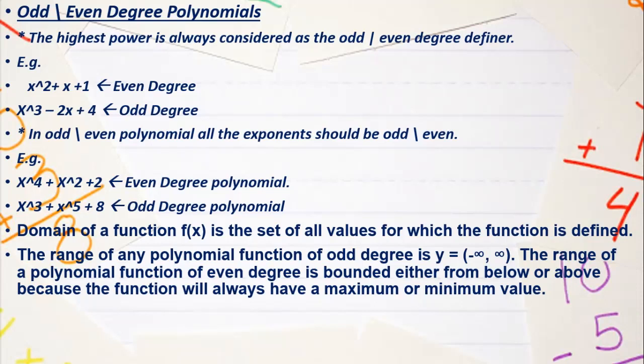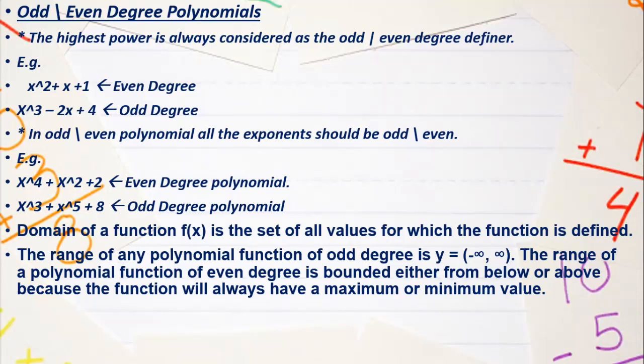So we can see x cubed and x to the power 5 are odd, and plus 8 is even. In this case, we look at the highest power, not the highest number. The highest power is x to the power 5, so it's an odd degree polynomial.